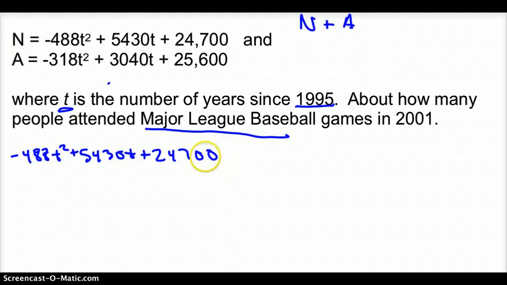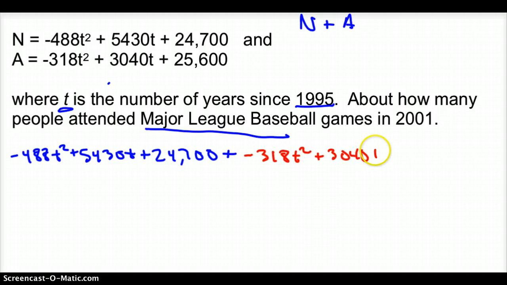24700. And now I need to be careful and start writing this a little bit better so my handwriting doesn't get too sloppy. And then we're adding that to a negative 318t squared plus 3040t plus 25600. Now we combine those.